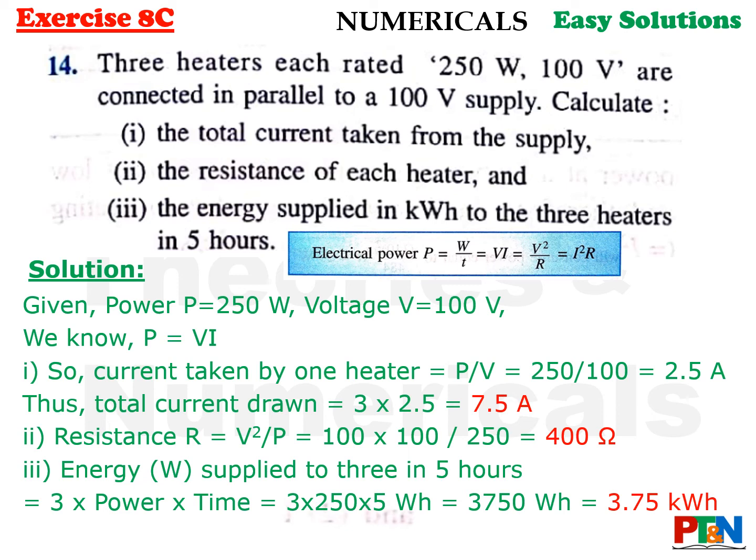Now the energy supplied to 3 heaters in 5 hours, that means 3 into power into time. What is the power? 250 watt. And what is the time? That is 5 hour. That means 3 into 250 into 5, that is 3750 watt hour divided by 1000. So you get 3.75 kilowatt hour.